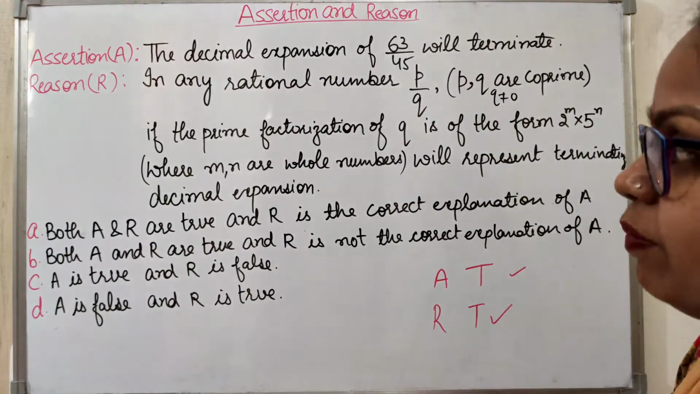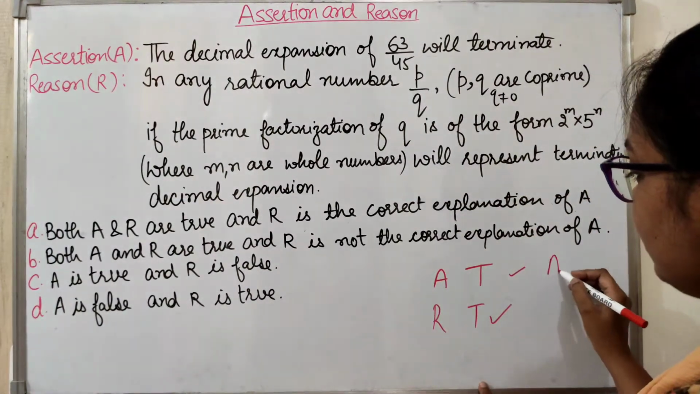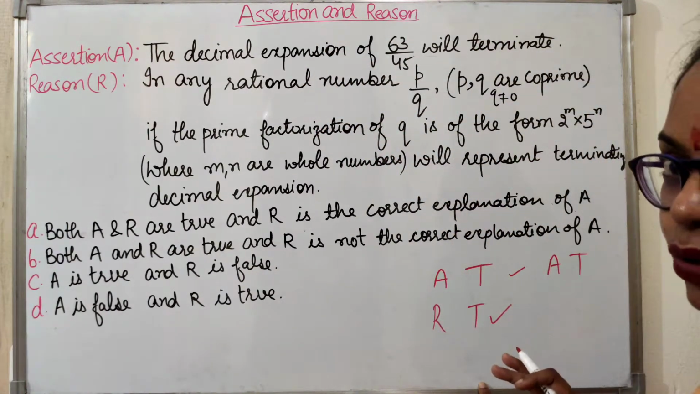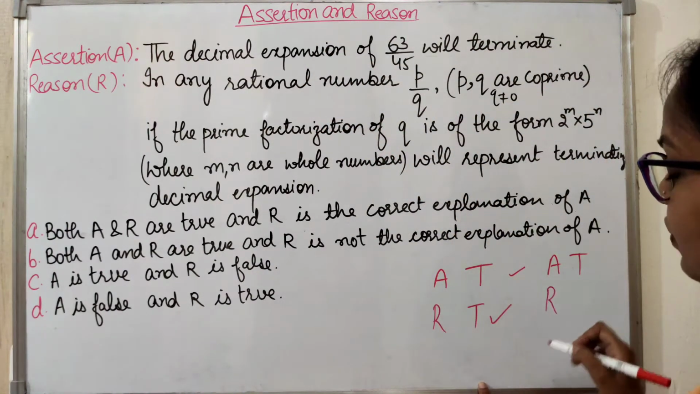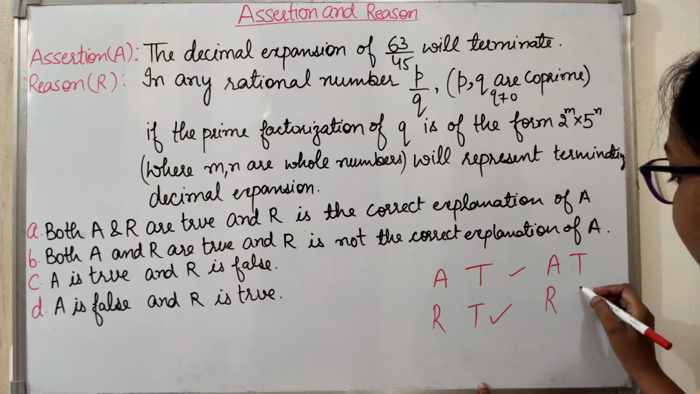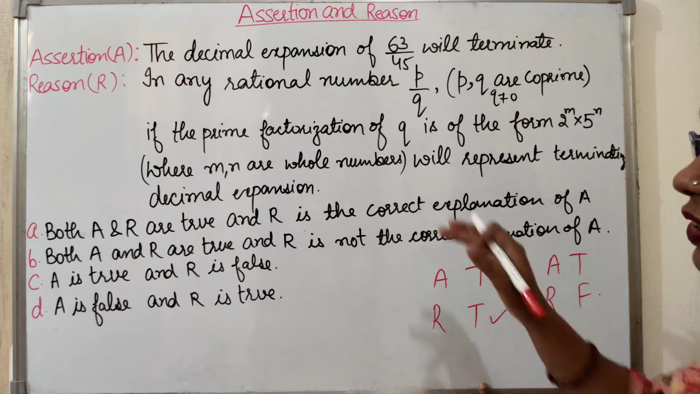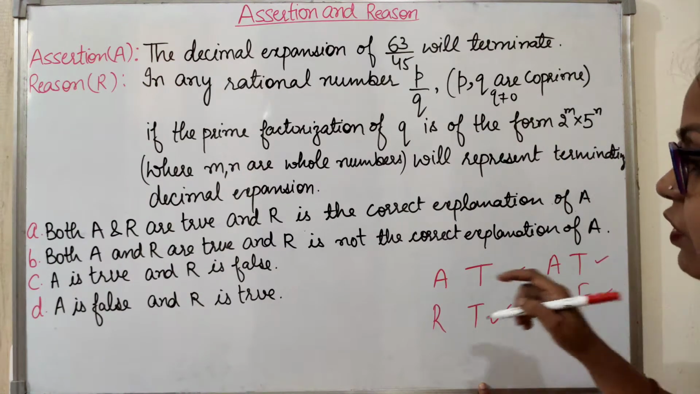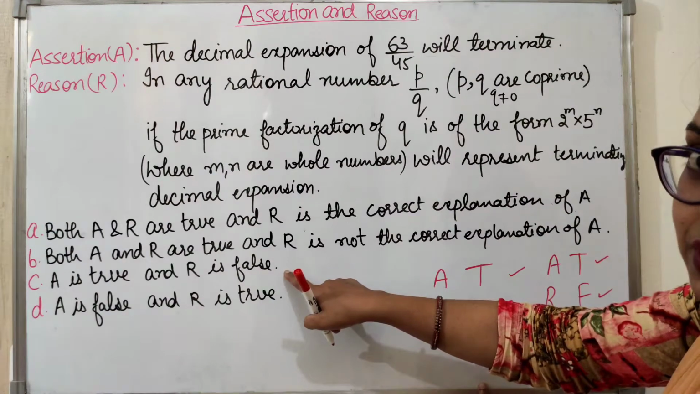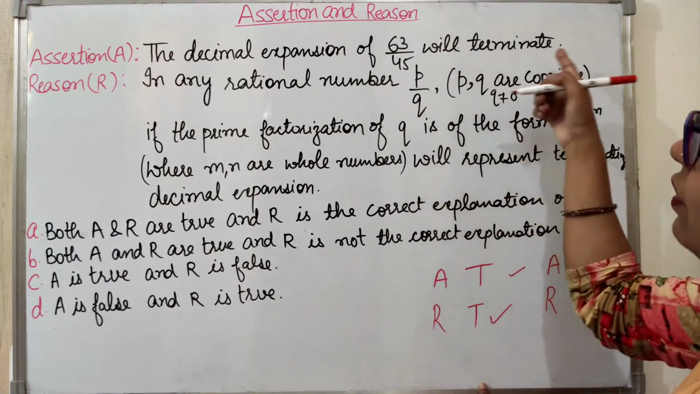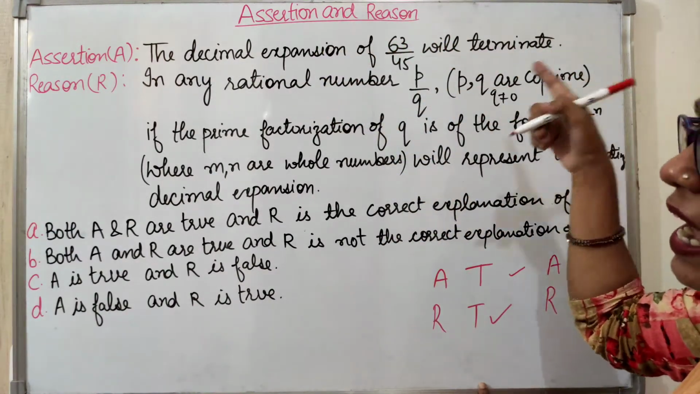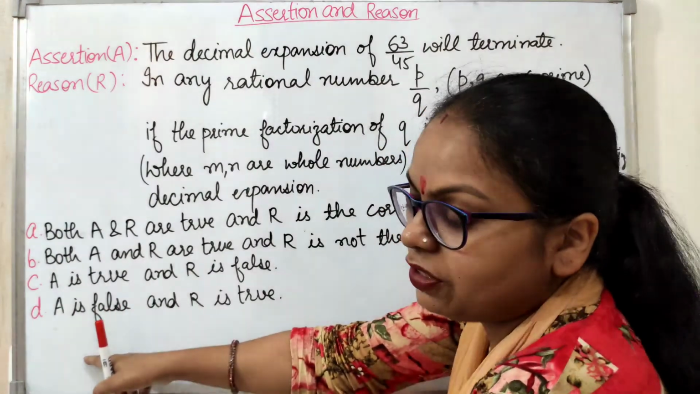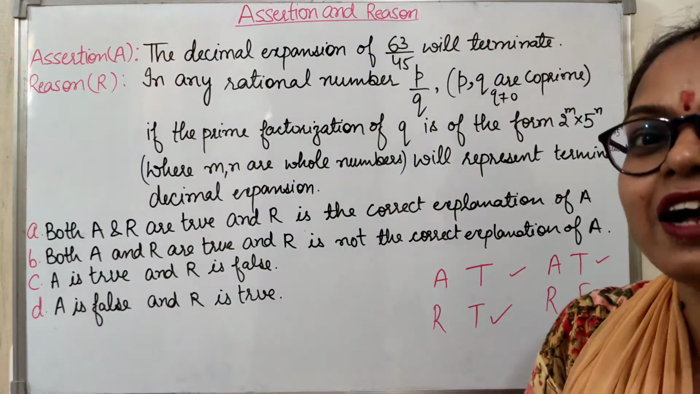Now it may be possible that the assertion is true. When you solve it and you get that the assertion is true, then you check the reason and the reason has come false, means the reason statement is false. Right? If assertion is true and reason is false, this option will be the answer. Now it may be possible that the assertion is wrong and the reason is true. So what will be the answer? D option. So let us start now.